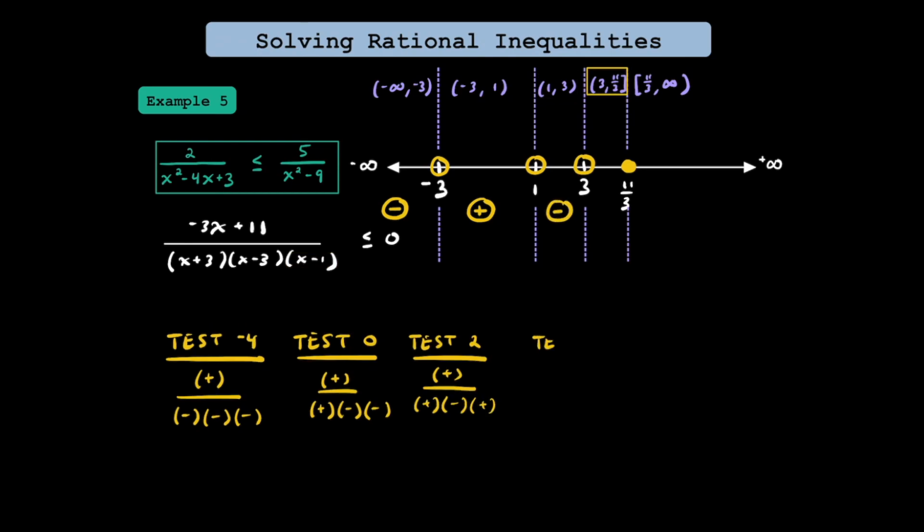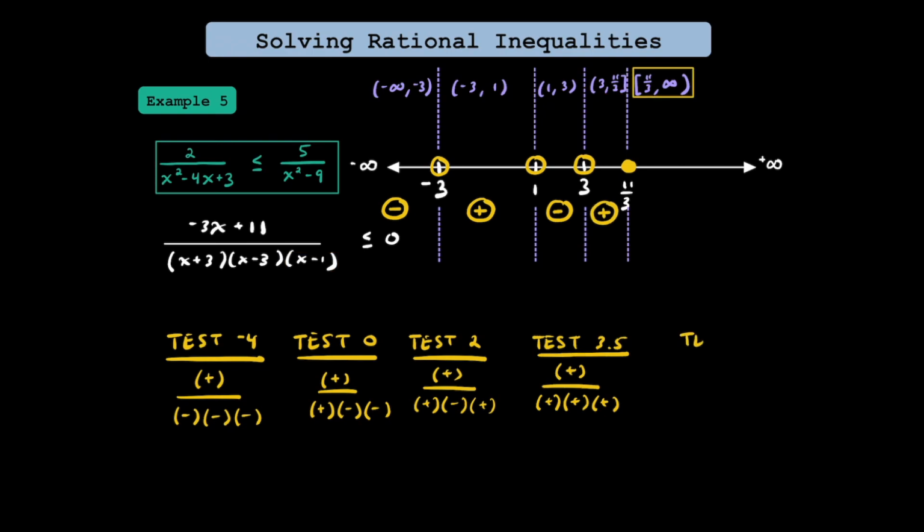In this fourth interval here, let's test 3.5. Negative 3 times 3.5 is going to be negative 10.5, and negative 10.5 plus 11 is going to be positive 0.5. The numerator is going to be positive here. On the bottom left, 3.5 plus 3 is going to be positive 6.5, so that's positive. In the middle, 3.5 minus 3 is going to be positive 0.5. And on the bottom right, 3.5 minus 1 is 2.5, which is positive. Since everything's positive here, this interval will be positive as well.